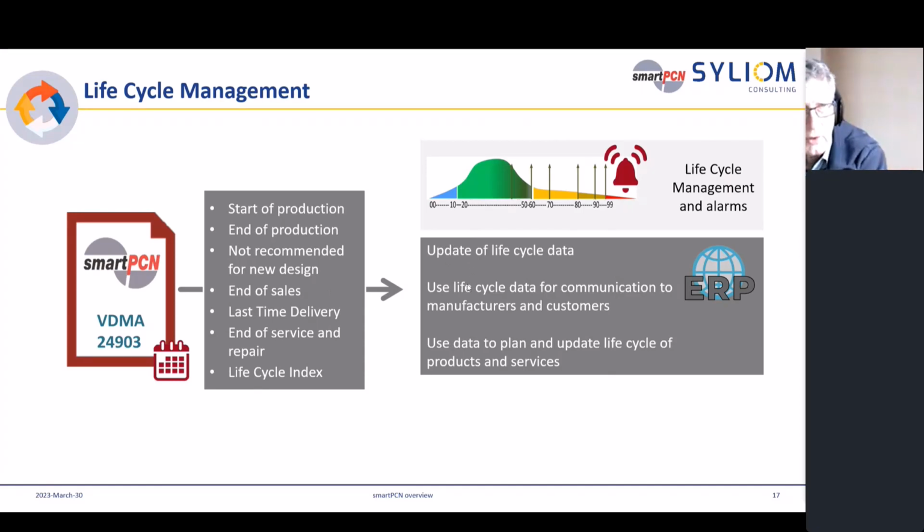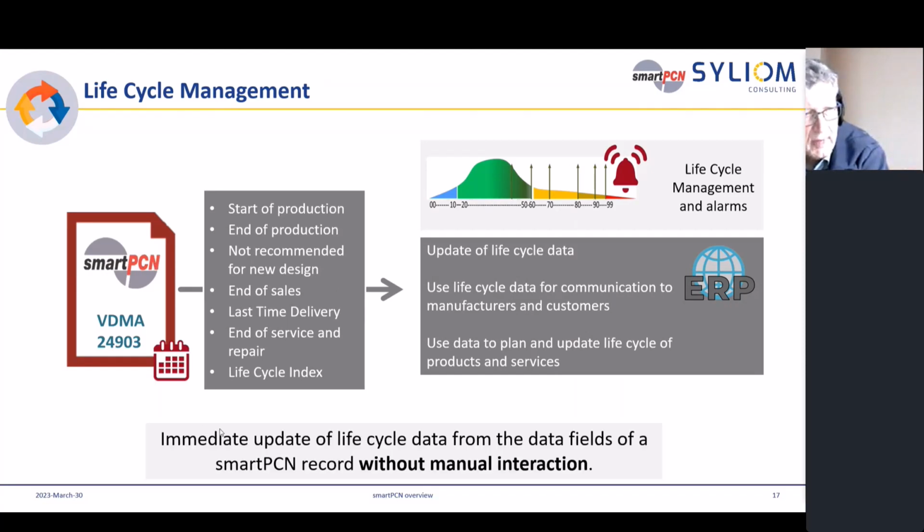So you use this for the communication to your manufacturers and customers, and you use the data to plan and update the lifecycle of your products and services. This is very important information that is in here in the smartPCN, and this allows you to do an immediate update of lifecycle data directly from the data fields of a smartPCN record without any manual interaction. I think that's quite important.